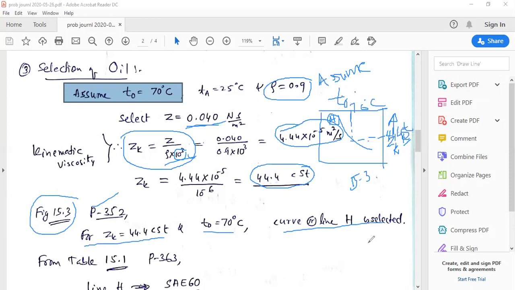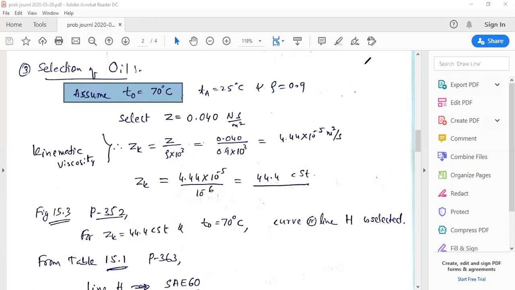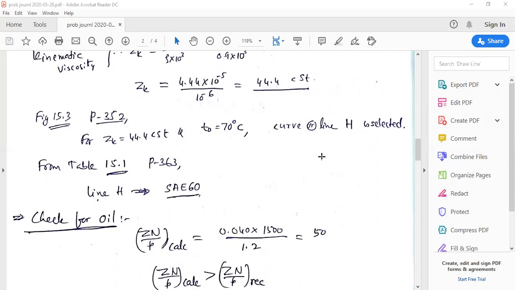So with respect to the line H, what is the name of that oil? That is important. The name of the oil is SAE 60, which is referred from table number 15.1 of page number 363 of the data handbook. So for line H or curve H, the name of the oil lubricant is SAE 60. So this is the identification of the name of the oil in the third step.